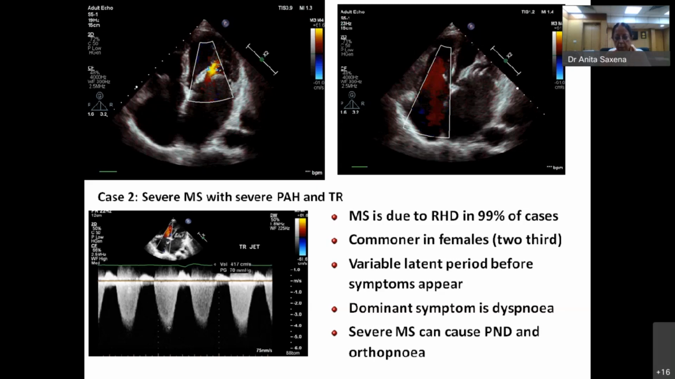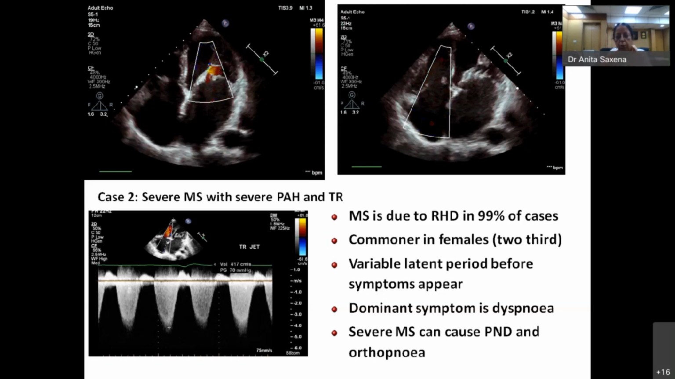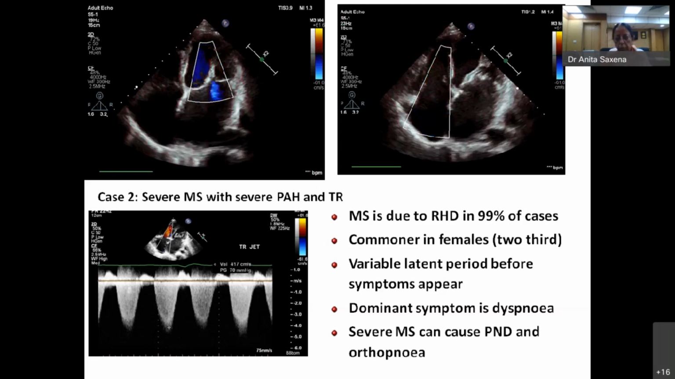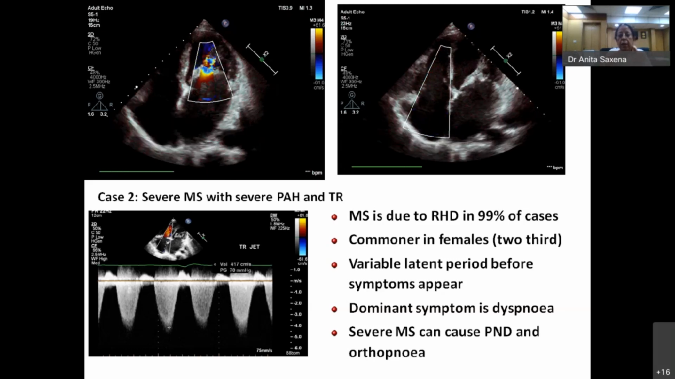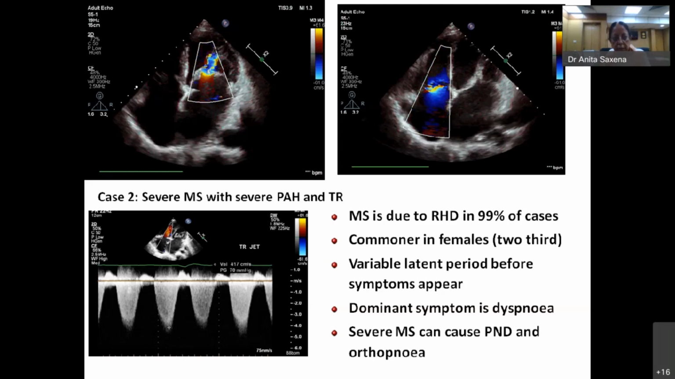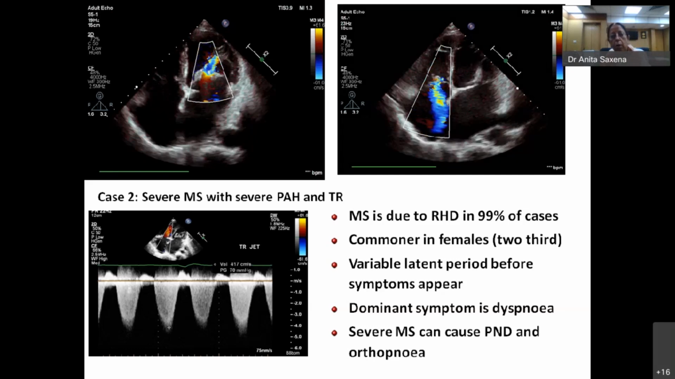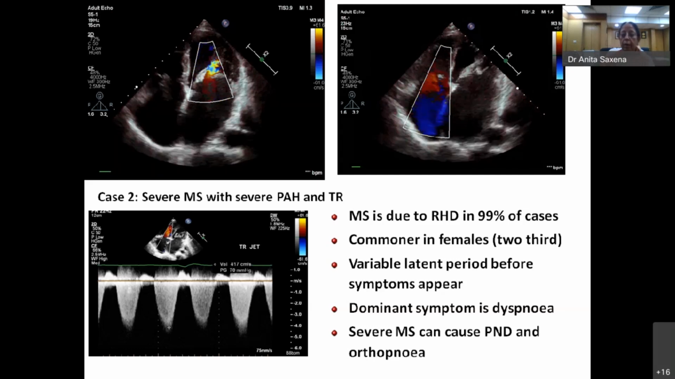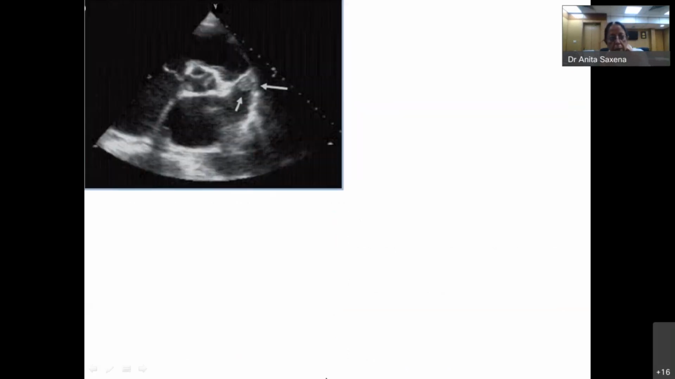Patients predominantly present with dyspnea, breathlessness, because of pulmonary venous hypertension. And of course, if it is severe MS, any stimulus that produces tachycardia, whether it is walking or fever, one can actually get into paroxysmal nocturnal dyspnea and orthopnea plus hemoptysis.